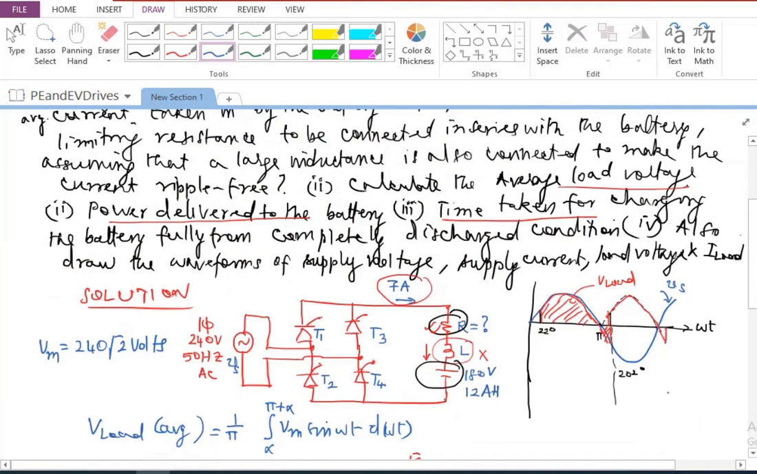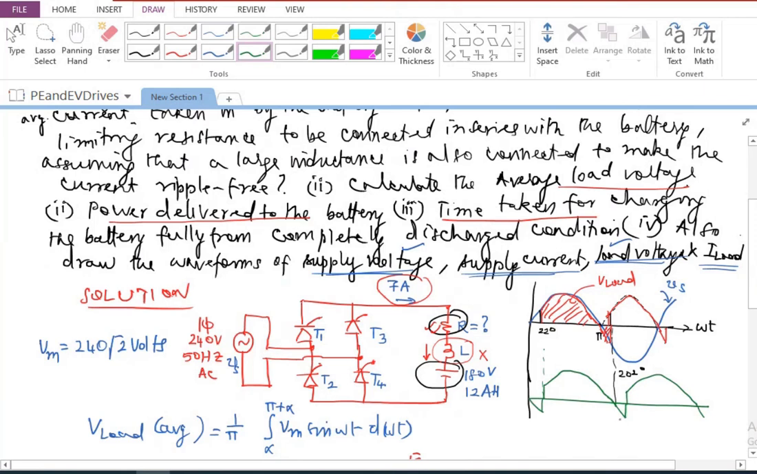Now let us try to draw the rest of the waveforms. Draw the waveforms of supply voltage, supply current, load voltage and load current. So we have already drawn supply voltage and load voltage. Those two are drawn. So if I draw the load voltage again explicitly, I should draw it as though from 22 degrees, it is going like this. And then it is again jumping up like this. And this is the way the load voltage is going to be. This is the load voltage.